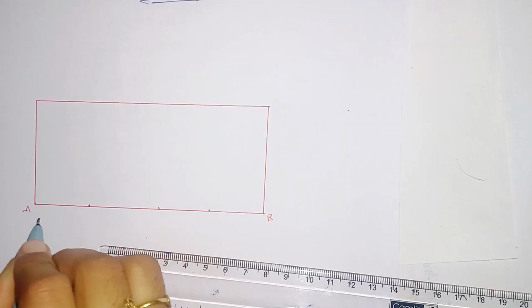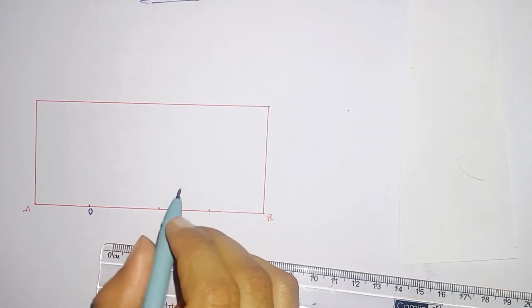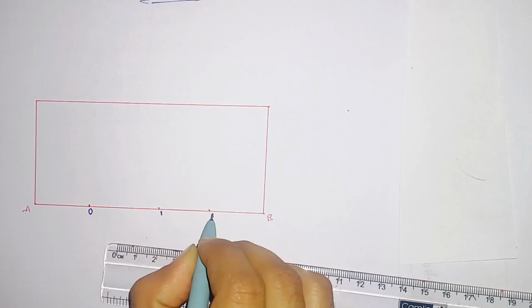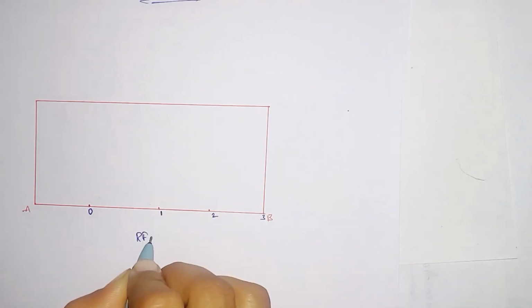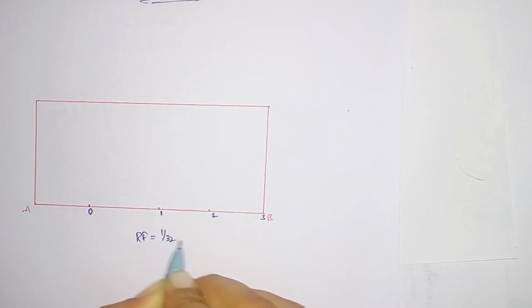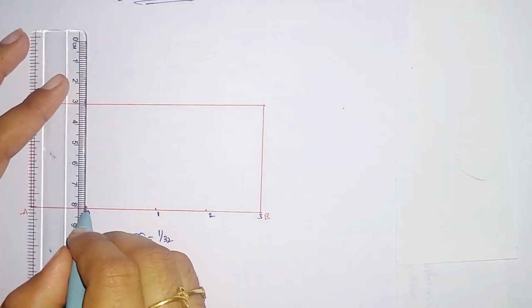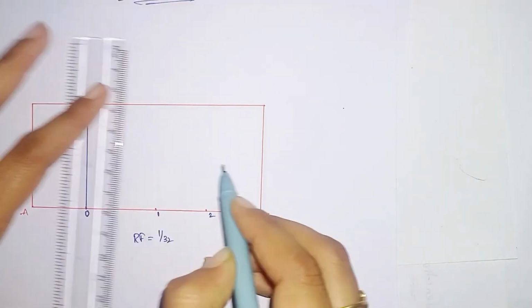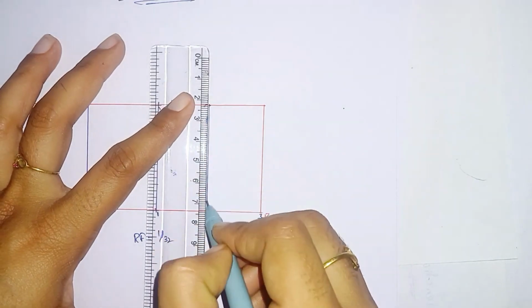So divide equally. From A at the start, the next point is 0. Same process for plain scale and diagonal scale. And 1 and 2, and this one is 3. And RF should be written right in the middle of the scale, that is 1 by 32. And next you have to draw vertical lines up to the rectangle box. Draw vertical lines, then you have to divide.